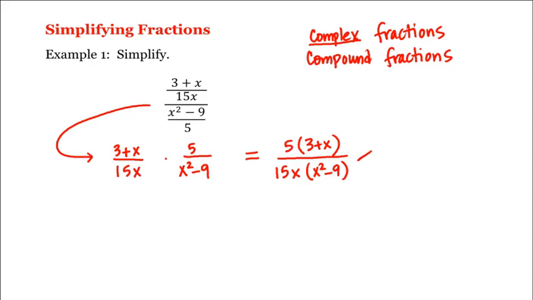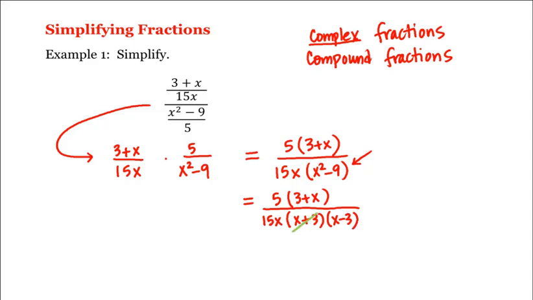And now this x squared minus 9 will factor. It's a difference of two squares, which gives us 5 times 3 plus x divided by 15x times, and this factors into x plus 3 times x minus 3.